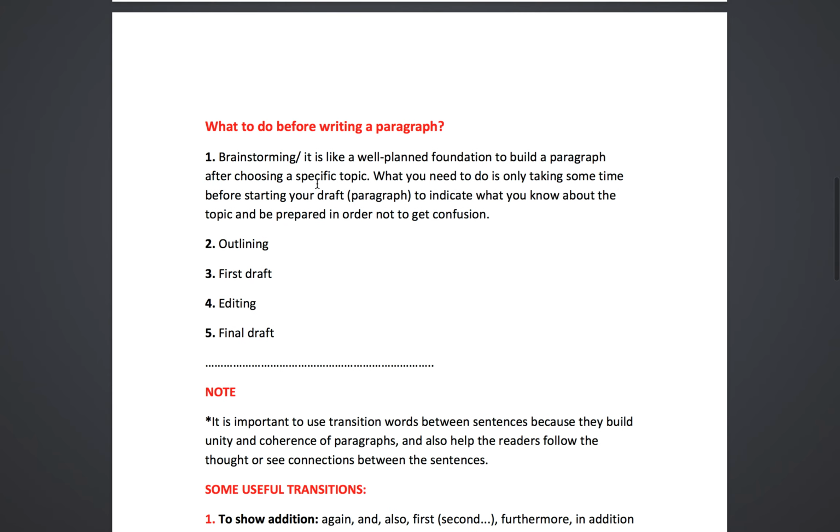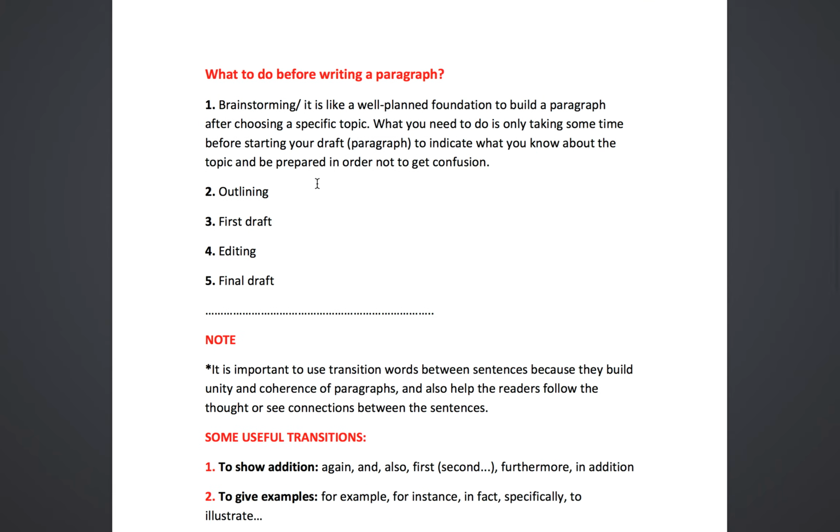What to do before writing a paragraph? When you want to write a paragraph, you cannot just write without thinking or without having a basic, strong plan. So first of all, you can do brainstorming. What's brainstorming? It's like a well-planned foundation to build a paragraph after choosing a specific topic. What you need to do is take some time before starting your draft or paragraph to indicate what you know about the topic and be prepared in order not to get confused.